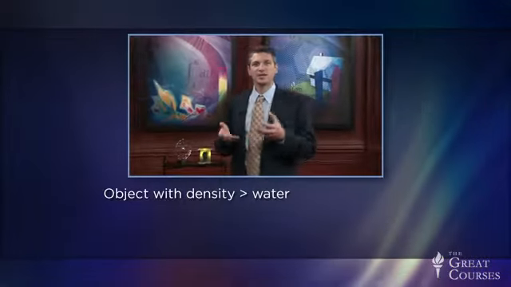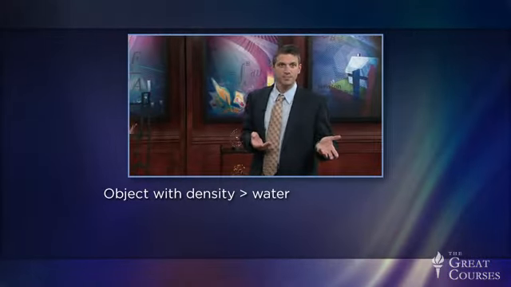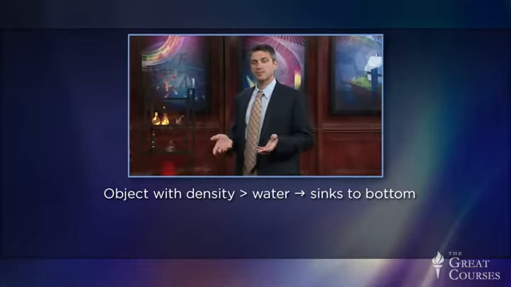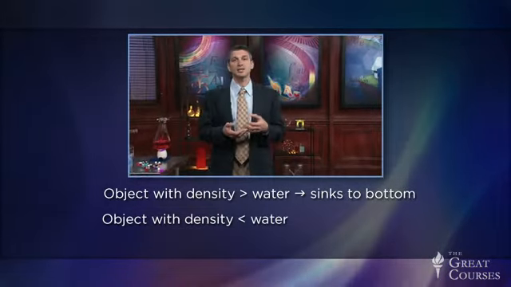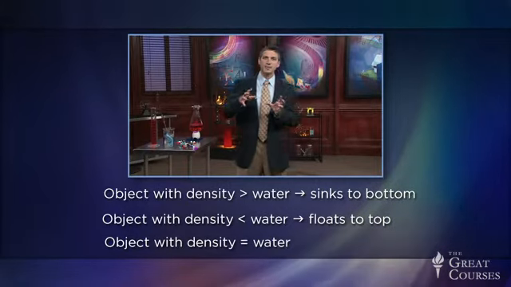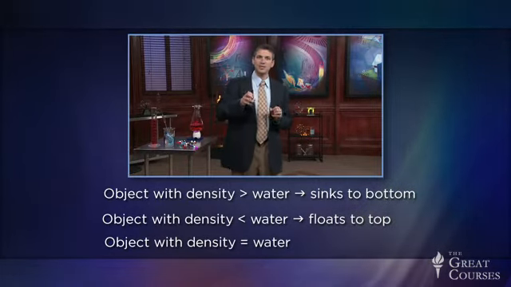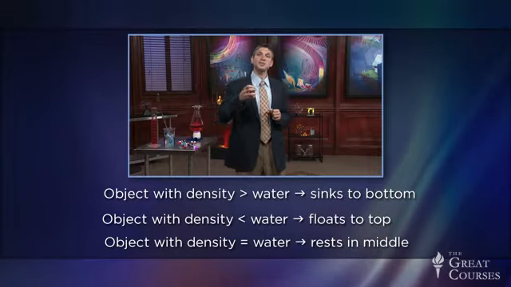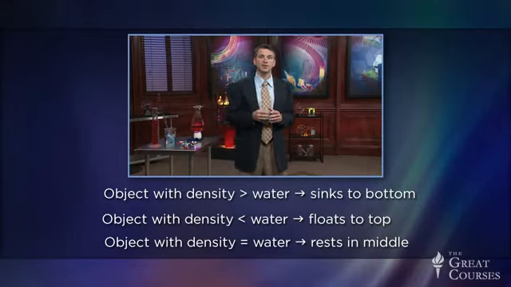Now, if I place an object in water that has a greater density than the water, well, then it will sink to the bottom, while an object with density less than the water floats up to the top. If the object's density is exactly equal to the water density, then it rests in the middle of the container. Using this principle, the Florentine thermometer was constructed, and it looks something like this.